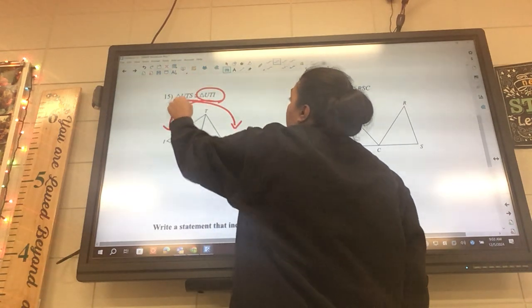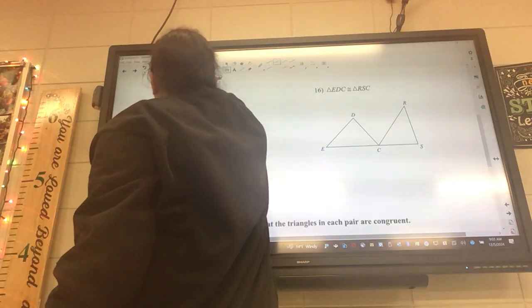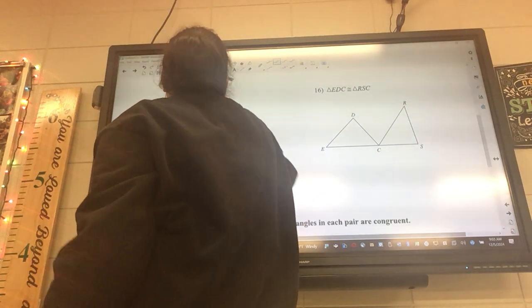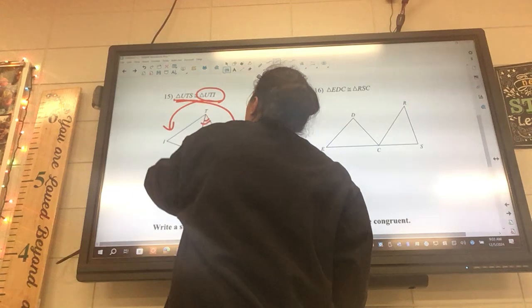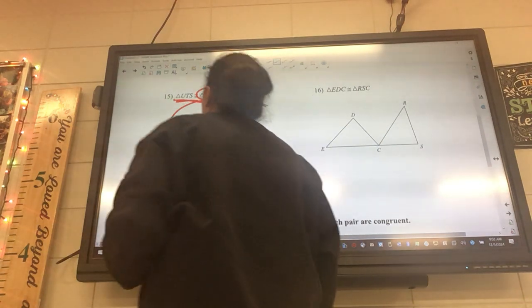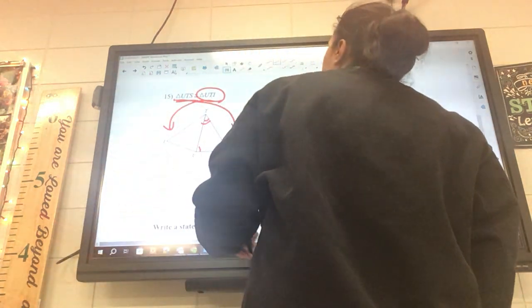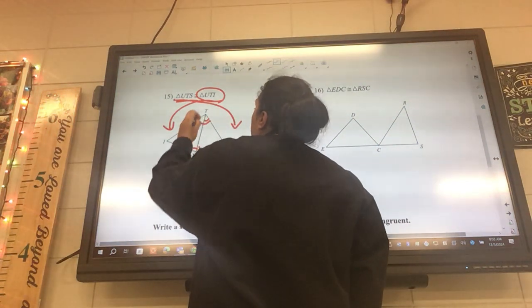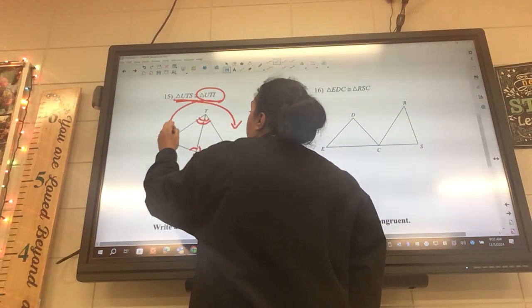Okay, so for this first triangle, U is going to get 1, T is going to get 2, S is going to get 3. For the second triangle, U is going to get 1, T is going to get 2, and I is going to get 3.